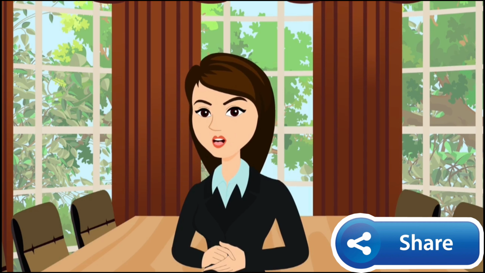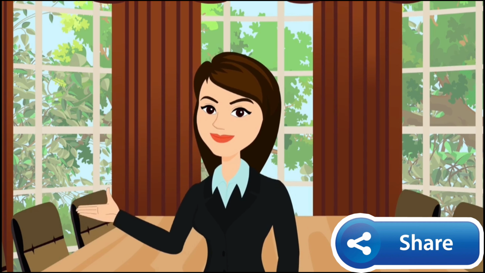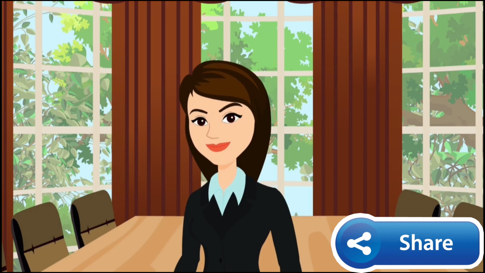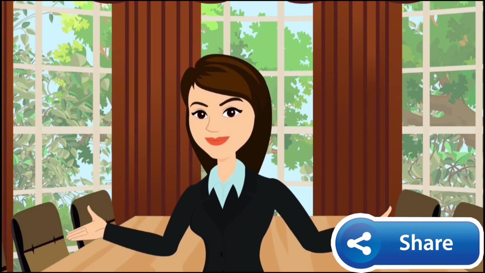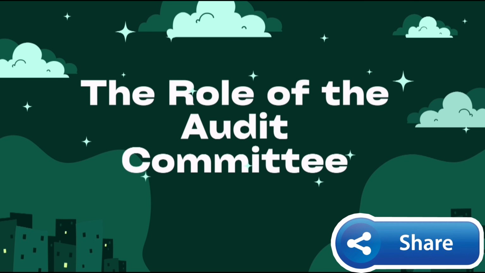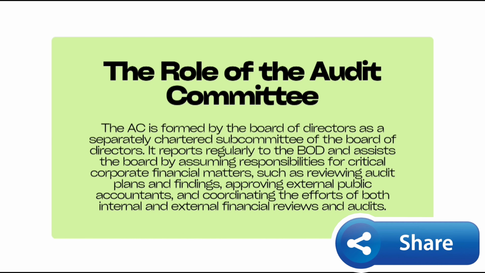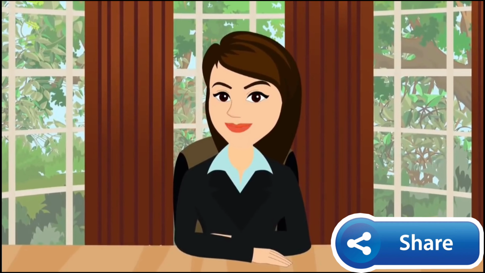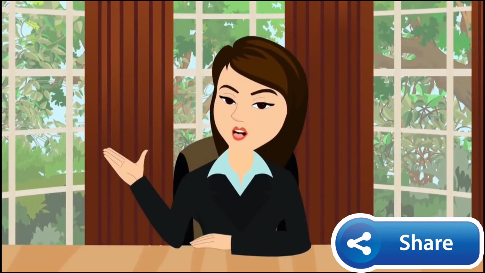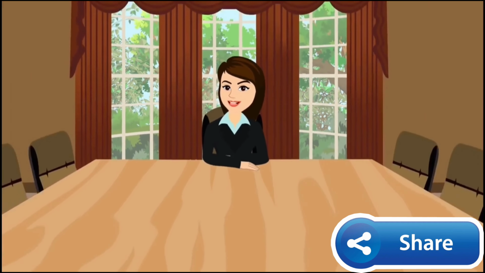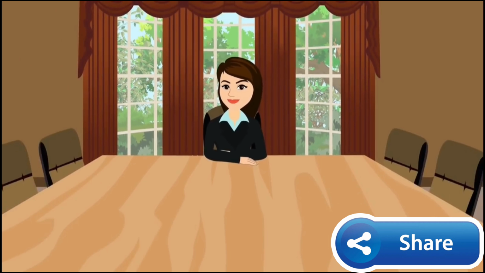As mentioned, it can avoid potential financial loss of the business. It actually has a committee that is in charge of handling the finances of the business, and this is a strong independent committee that has an important role in corporate governance, which is the audit committee. The audit committee reports regularly to the BOD or Board of Directors and assists the board by assuming responsibilities for critical corporate financial matters such as reviewing audit plans and findings, approving external public accountants, and coordinating the efforts of both internal and external financial reviews and audits.